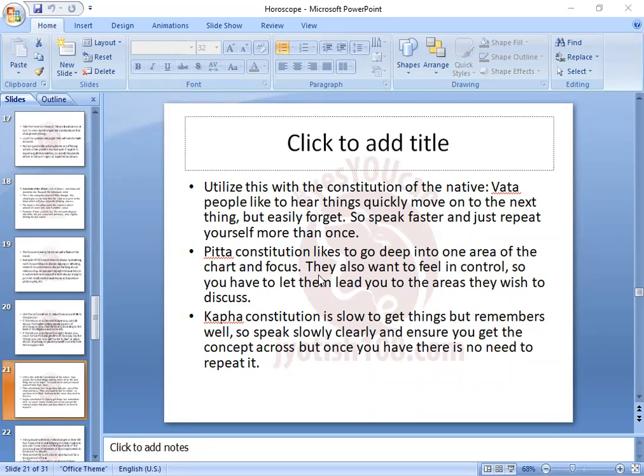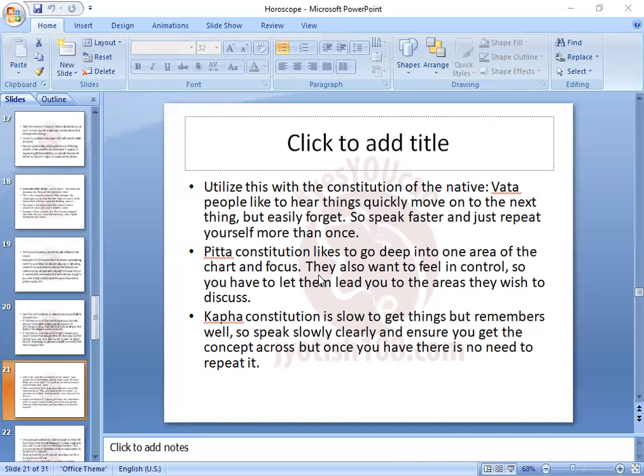Okay. Utilize this with the constitution of the native. So you can see how important the moon is, right? You can make a lot of predictions just by looking at the moon or the moon chart. Just by understanding where the moon is placed, you can also combine that knowledge with the constitution of the native. Vata people like to hear things quickly, move on to the next thing, but easily forget. So speak faster and just repeat yourself more than once.